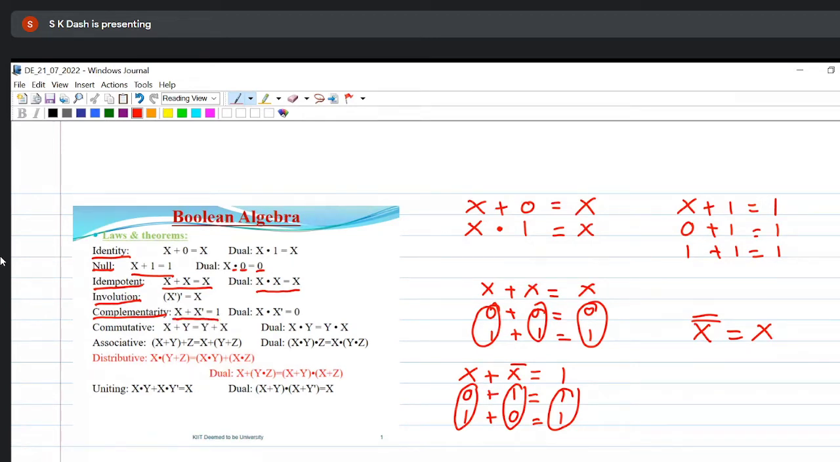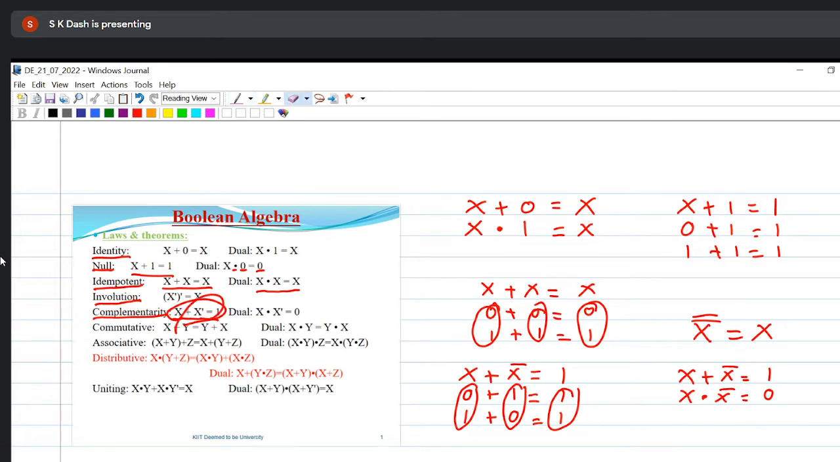Similarly, what will be the dual of this? We can replace plus with dot and 1 with 0. So x dot x bar is also equal to 0. No need to prove it. Once this is proved, its dual is also correct.